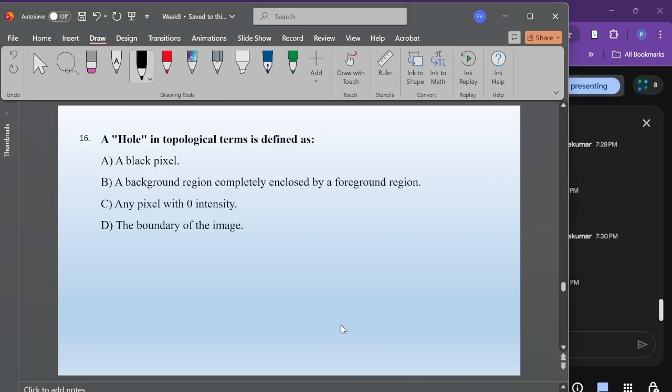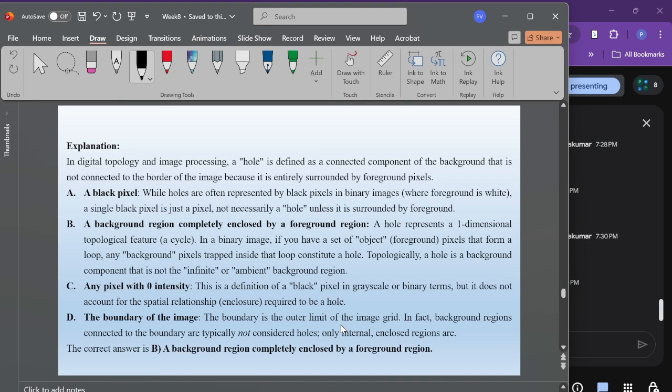A hole in topological terms is defined as a background region completely enclosed by the foreground region. So we will see the explanation here. In digital topology and image processing, a hole is defined as a connected component of the background that is not connected to the border of the image because it is entirely surrounded by foreground pixels. So we will check what exactly each option means. So, a black pixel.